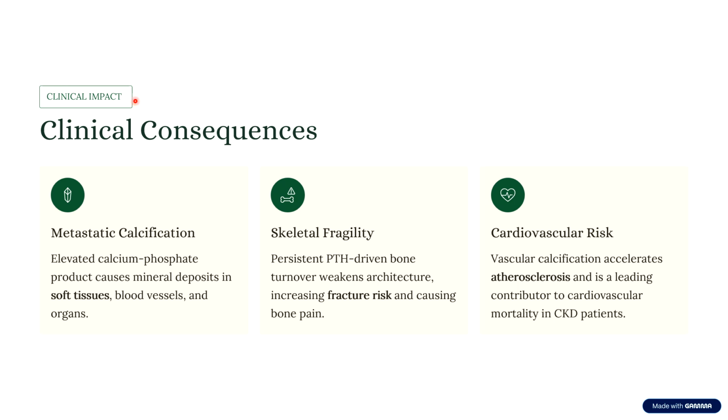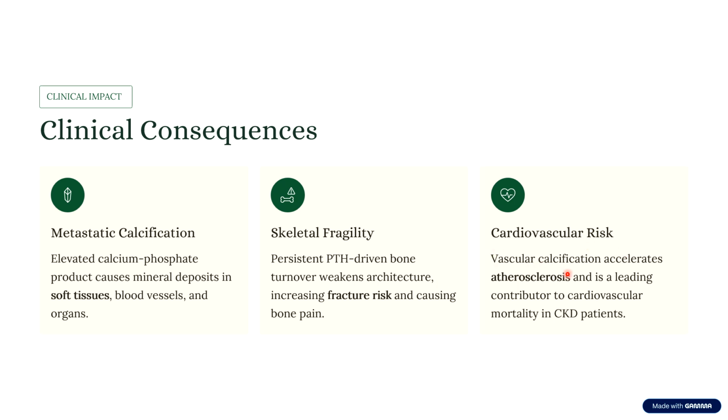So what are the clinical consequences? Number one is metastatic calcification, which is very important. Elevated calcium phosphate product causes mineral deposit in soft tissue, blood vessel and organ, which is not normal. Next, skeletal fragility. Persistent PTH-driven bone turnover weakens the architecture, increasing the fracture risk and causing bone pain. So the calcium will come out from the bone. The bone will become fragile and much more fracture prone, and it will cause bone pain because there is almost no calcium in the bone.